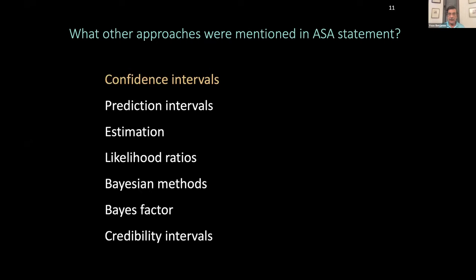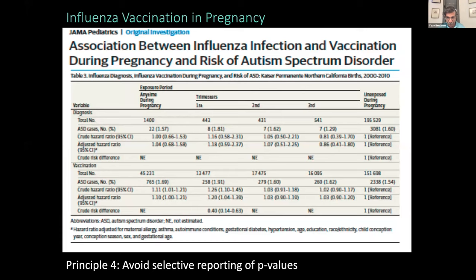Let's look at this paper: association between influenza infection and vaccination during pregnancy and risk of autism spectrum disorder. You have here the relationship between pregnancy in the three trimesters, 1, 2, 3. Don't try to read the numbers, you don't have to. Then there is any time during pregnancy, and there is the vaccination and those that were sick. Altogether, you have inferences about, depending on how you count, from 8 to 16 different inferences. Everything is reported, there's no problem. No selective reporting in that sense.